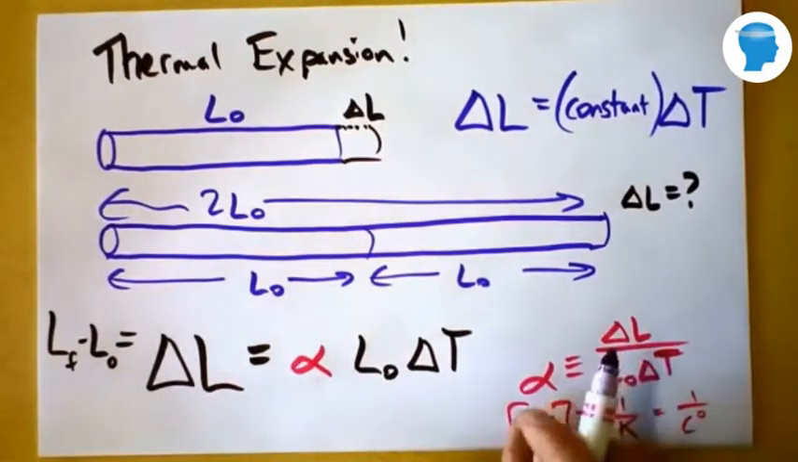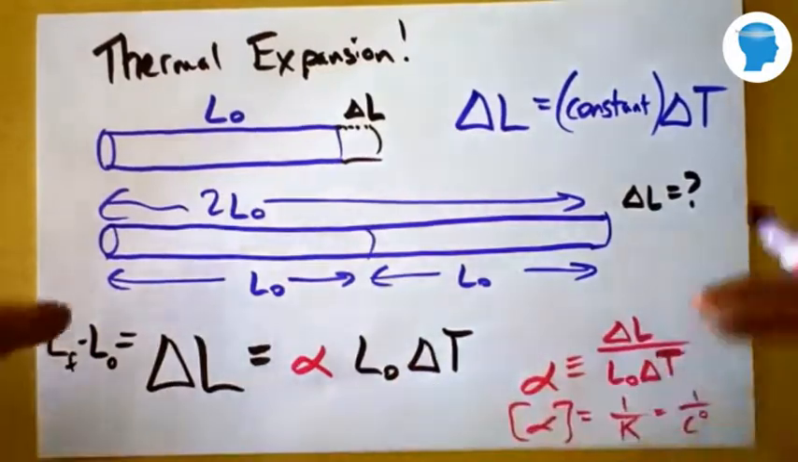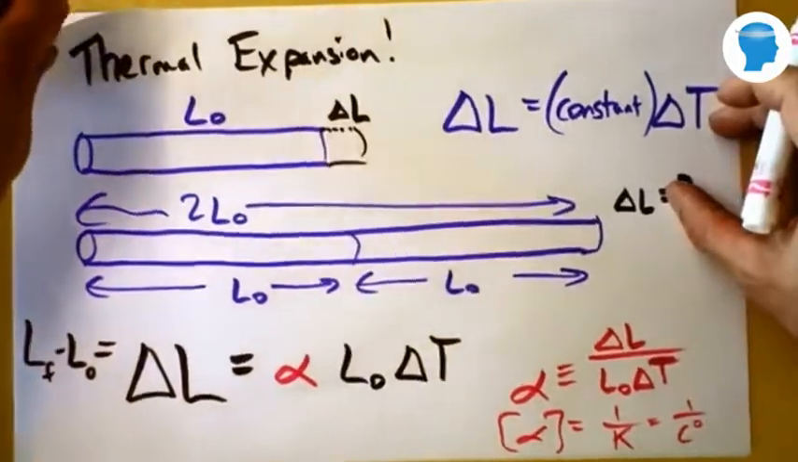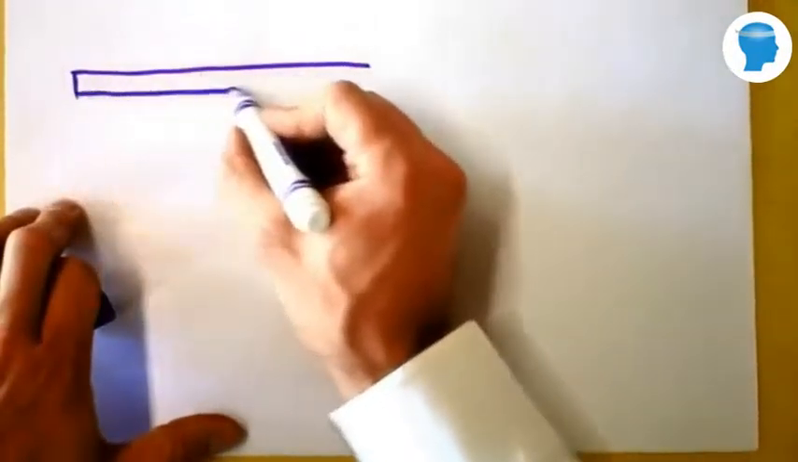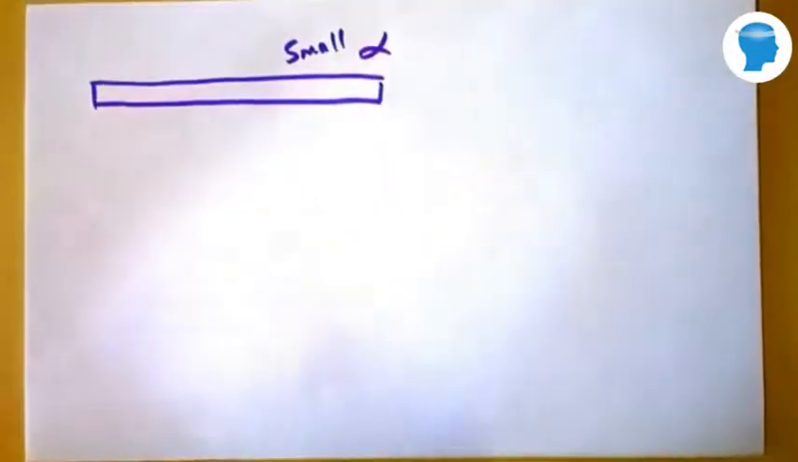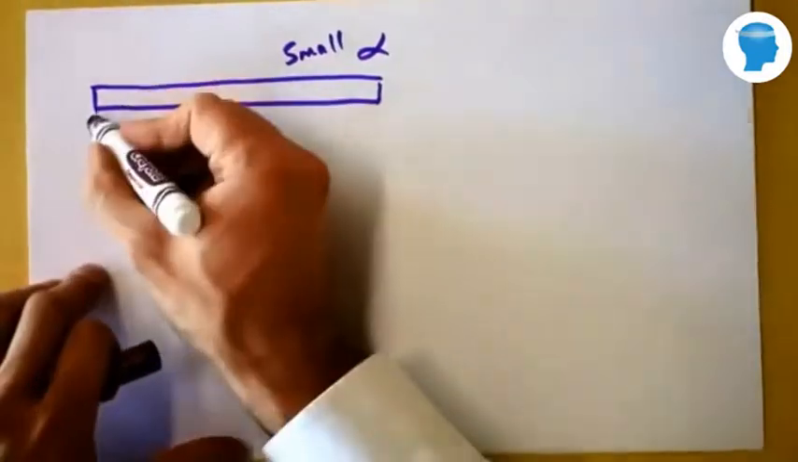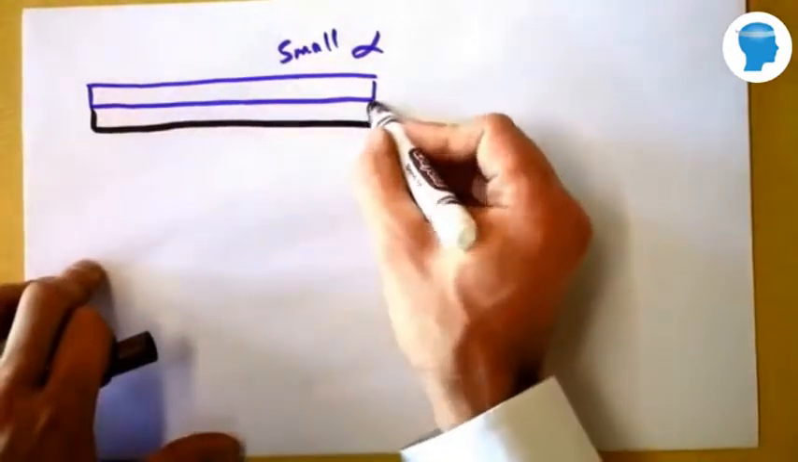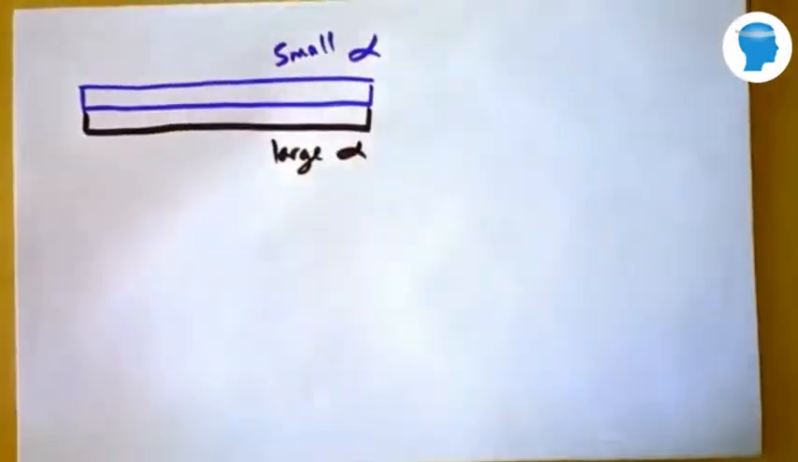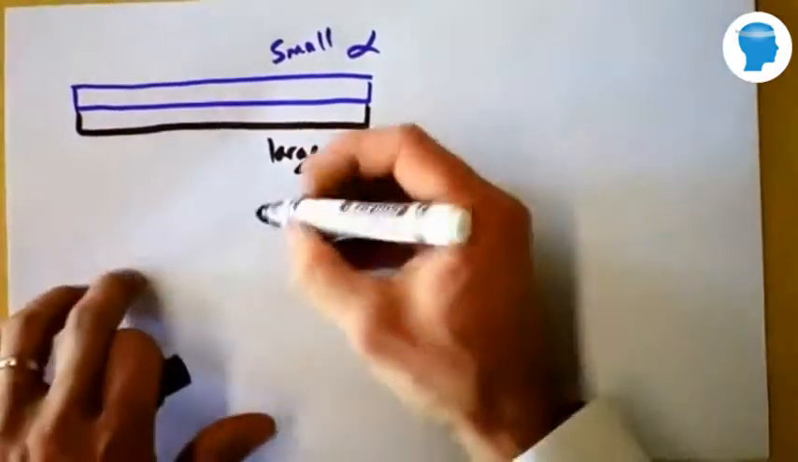This alpha probably depends on the material in question. So 2 different metals might have different expansion coefficients. And I want to ask you a question. What if I had one strip of metal and I noticed that it had a small alpha, and another strip of metal that I glued to it, and my other strip of metal has a large alpha, and I heat it up.